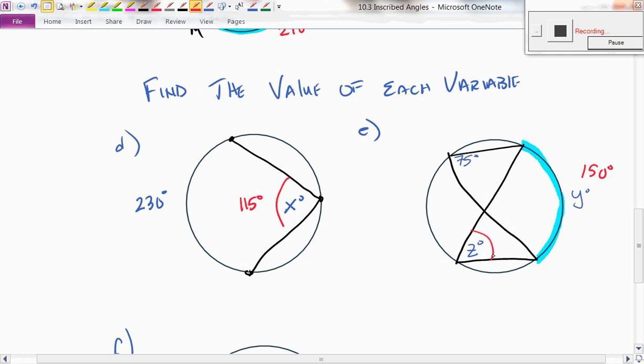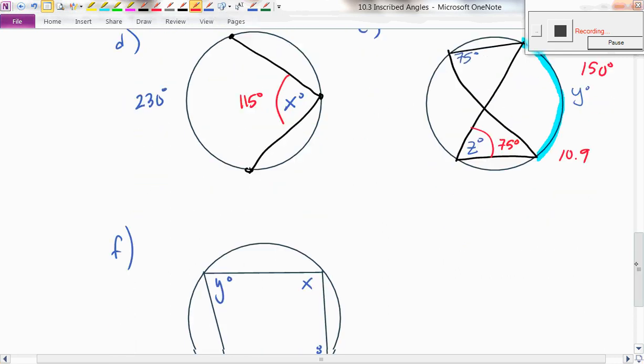So what does that make Z? 75 because of theorem 10.9. Which one was it? No, 10.9. Wasn't it 10.9? Okay, last step.